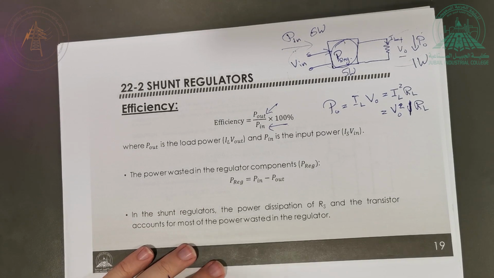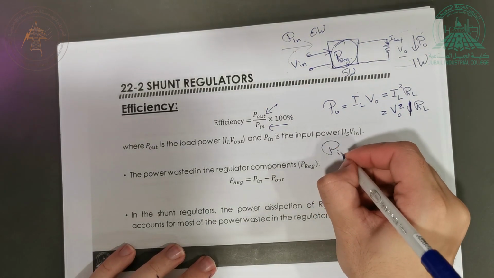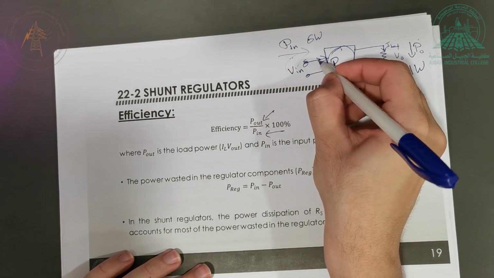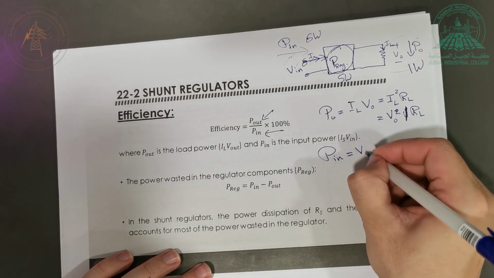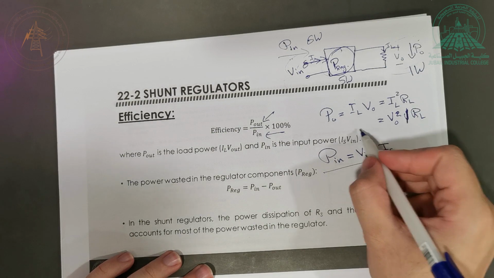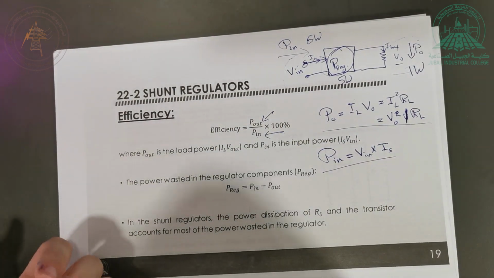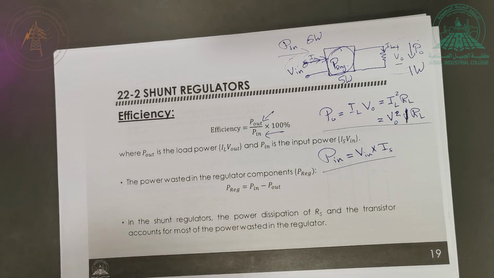Okay. So you can use any of the power equations that you are familiar with. So how about Pin? Pin is equal to the input voltage multiplied by the source current, Is. So Pin is equal to Vin multiplied by Is. Okay, so these are all parameters we know how to find. So I can easily find the efficiency of the regulator.